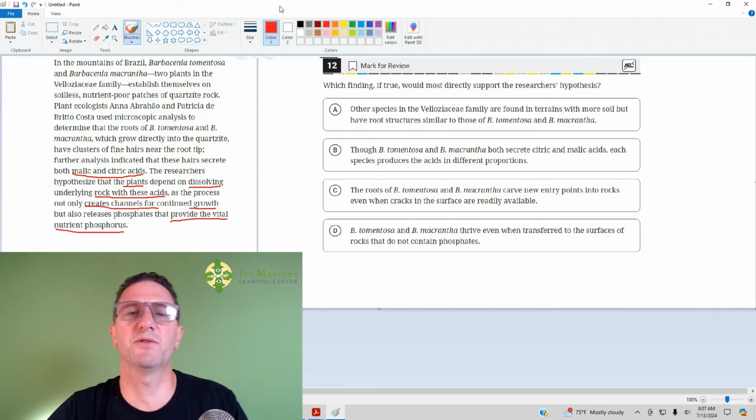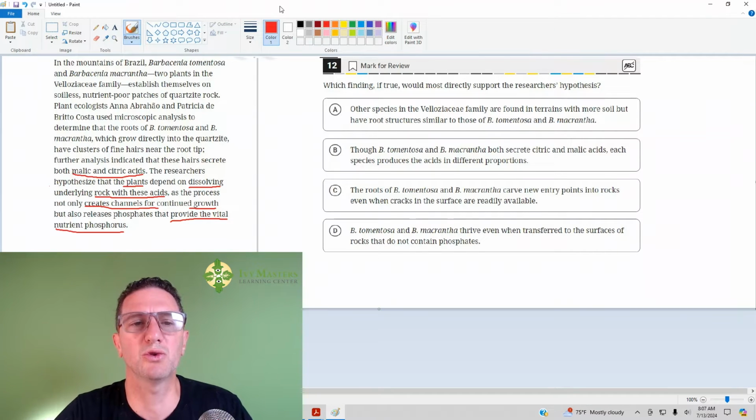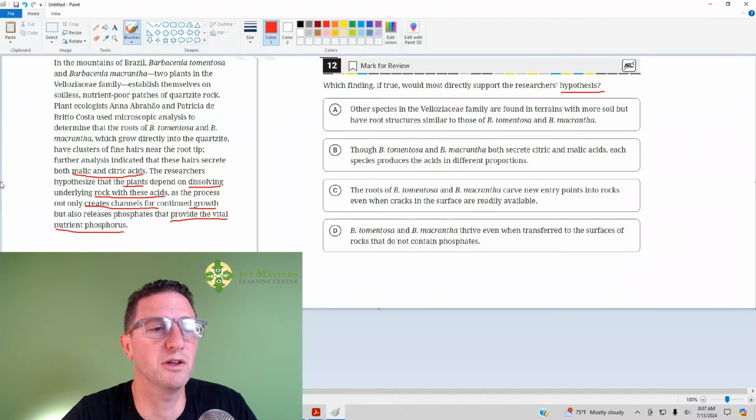This is the 12th question from Digital SAT Test 2 Module 2B. This is a harder set of reading and writing questions. The question is asking which choice, if true, would most directly support the researcher's hypothesis. When you see the word hypothesis, you want to look for that word in verb form in the last sentence of the paragraph. Here we see it, hypothesize. We're going to look at that sentence.